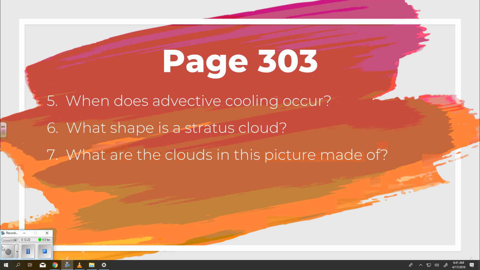Question 7. What are the clouds in this picture made of? Answer: ice crystals.